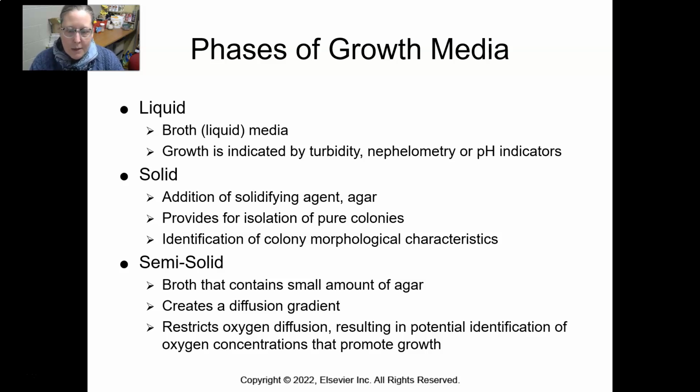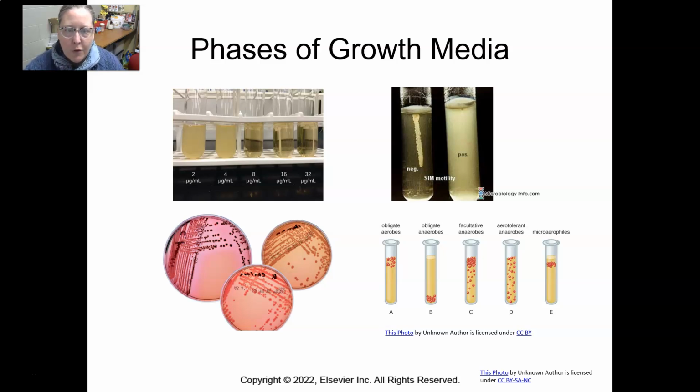Semi-solid agar is a broth that contains a small amount of agar, so it helps create a diffusion gradient. It can restrict oxygen diffusion, resulting in the potential identification of the oxygen concentrations that promote growth. I have a slide here that's going to show you this a little bit better. So when we're talking about oxygen concentrations that promote growth, we're kind of over here. So in your broth or your semi-solid media, like a motility media, for example, here is a good example of a semi-solid media.